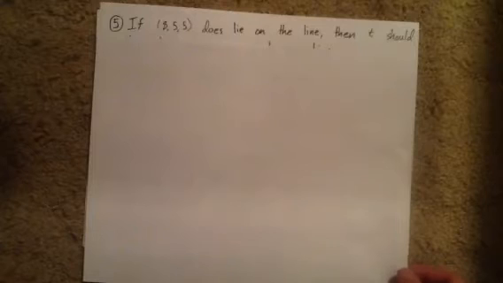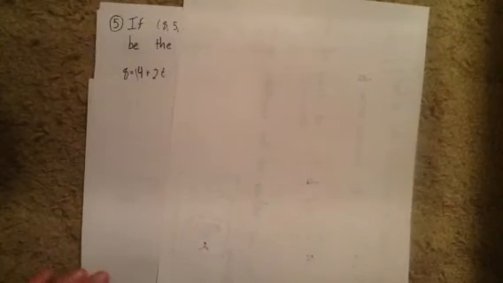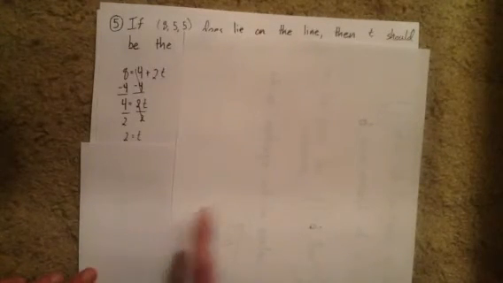If this point does lie on the line, then t should be the same in each equation. So what we're going to do is solve each of those equations. The first one, 8 equals 4 plus 2t. Subtract 4 on each side. Divide by 2. 2 equals t. So this is what we're going to be looking for in the next 2 equations.